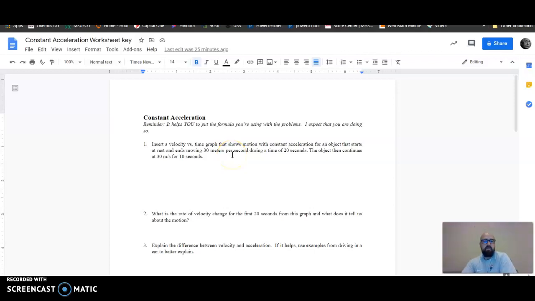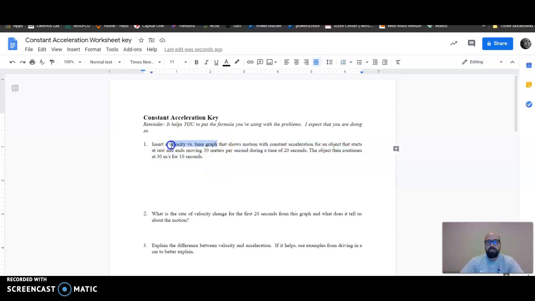All right. So now I want to go over this constant acceleration worksheet with you guys. We'll talk about some of these in class, or we already have, but I want to take a little bit more time for some of you who need that to be able to sit and watch and go back and pause and look at your work and stuff like that.